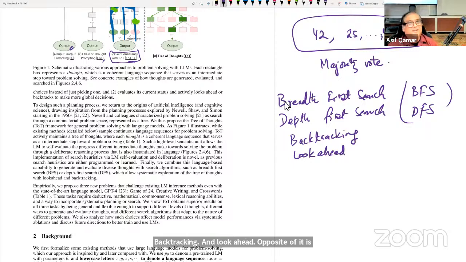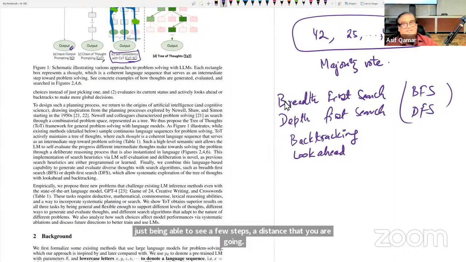Just look a few steps ahead. What will happen? Okay. So to illustrate look ahead, what happens when you turn your headlight off and drive a car in the dark? You just lose the look ahead. It's literally that. Look ahead is just being able to see a few steps, a distance that you're going, that you will be there in the next few steps. Right? That is simply look ahead.